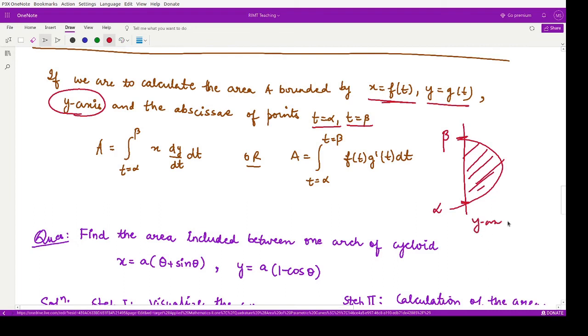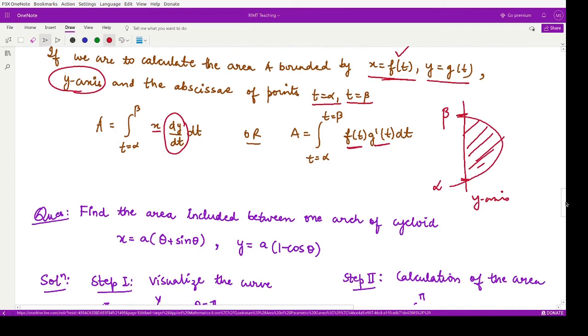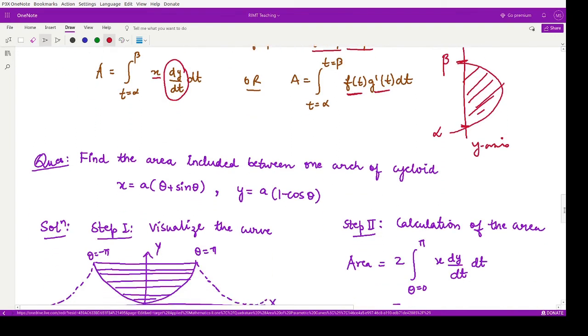This is the y-axis. So here the area is calculated by inverting the roles of x and y. So here we have integration, t varies from alpha to beta, x of dy by dt into dt. What is x? x is simply f of t, this is given to us, and y is given to be g of t. So when you take its derivative with respect to t, it would be g dash t dt. So this is the formula for calculating the area. So let us see the question.